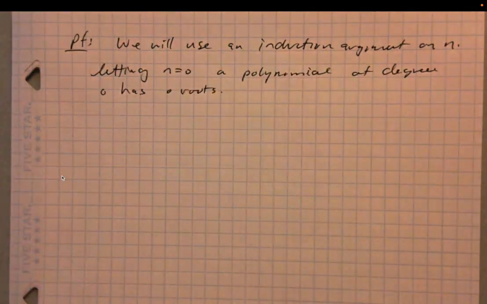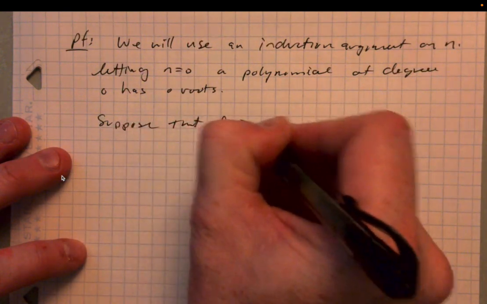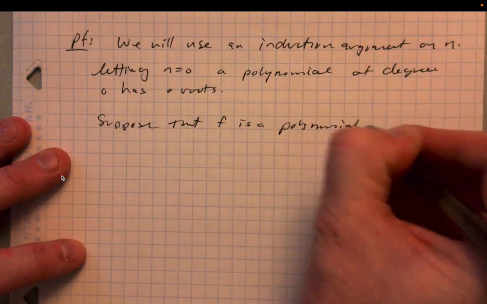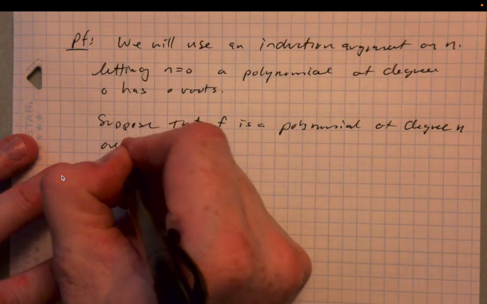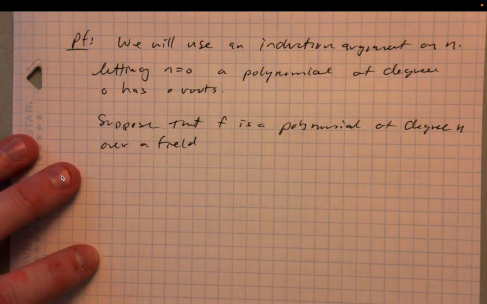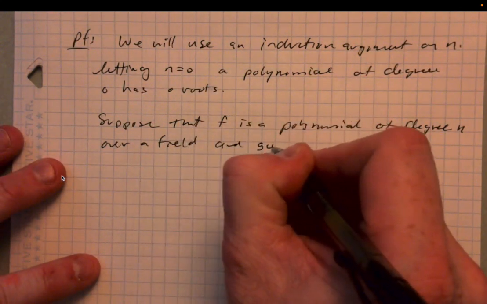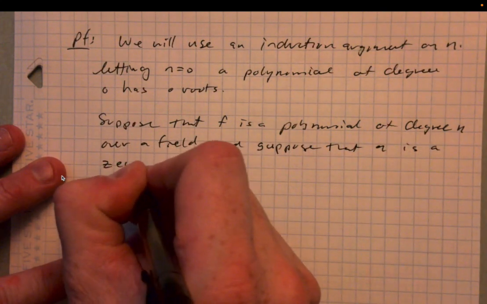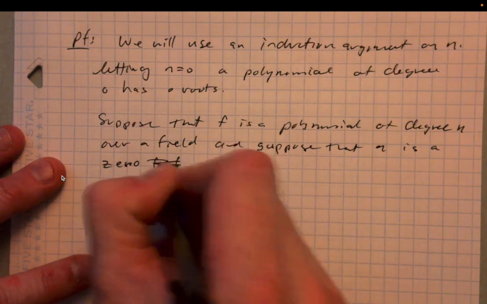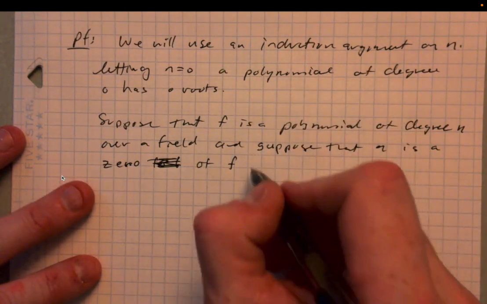All right, so let's suppose then that f is a polynomial of degree n over a field, and let's suppose that a is a 0 of f, and let's say that a has multiplicity k.